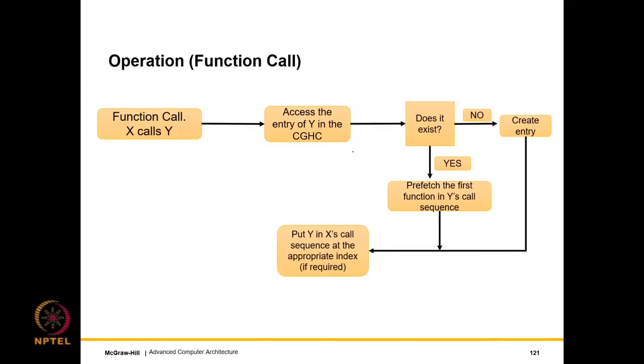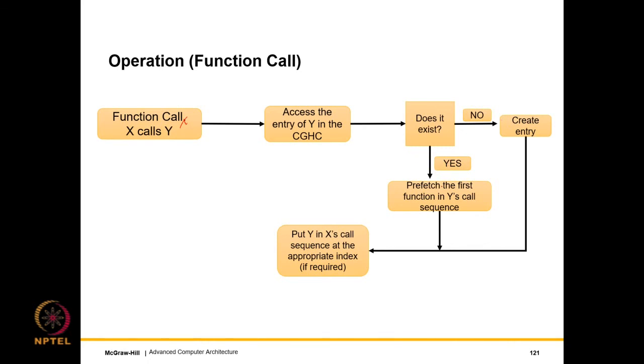So how does this scheme work? Well, when a function x calls y, we access the entry of y in the CGHC, which is the call graph history cache. Does it exist or not? If it doesn't exist, we create an entry.